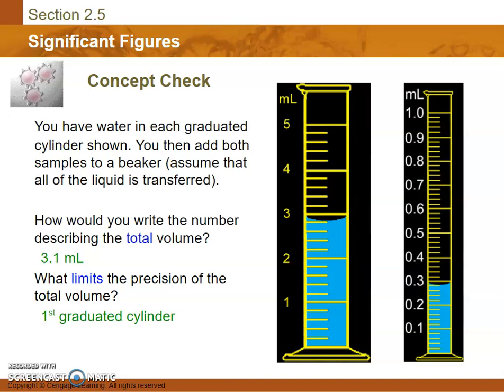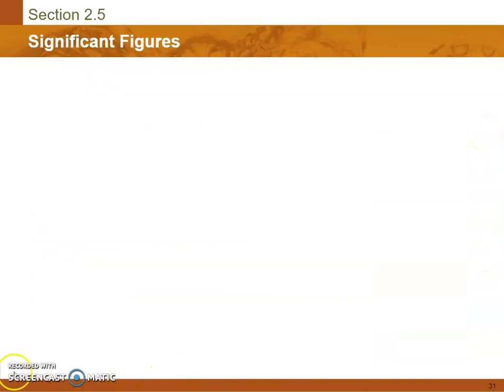So which one limits the precision of the total volume? Well, our first graduated cylinder, because we are only certain of our first 2 numbers, our 2.8. We estimated our last one. So we know that this one is limiting our precision. Whereas graduated cylinder number 2 over here, it is precise at 2 decimal places. We had to estimate our 3rd decimal place for our precision. And that's it for this video, guys.